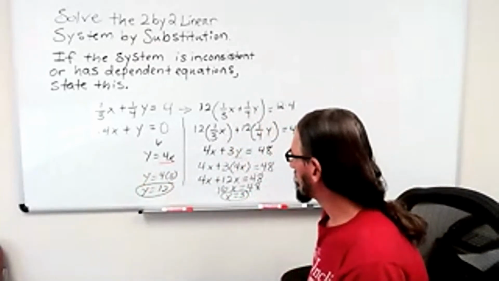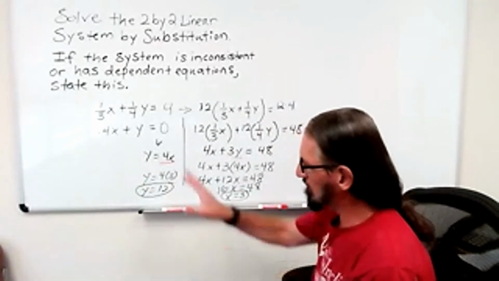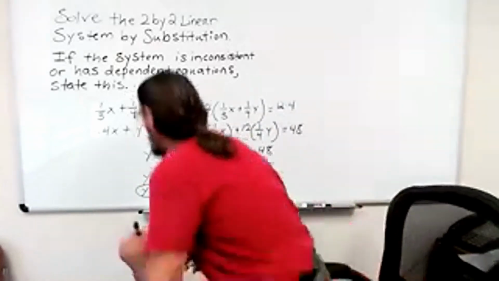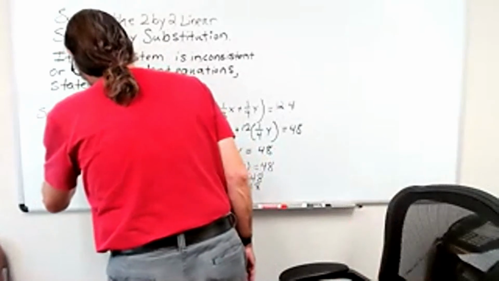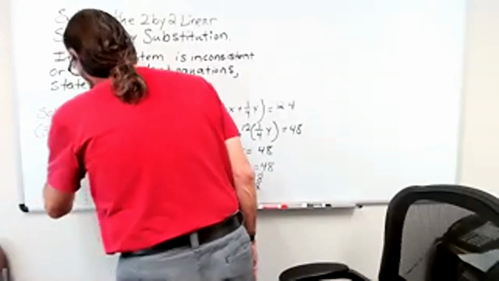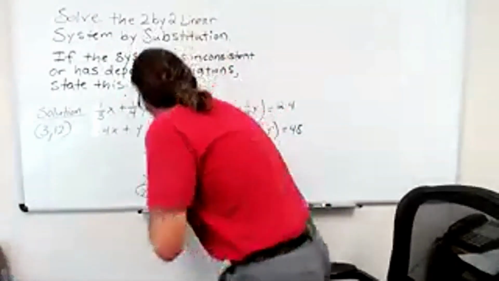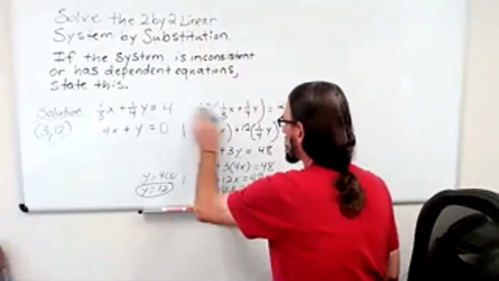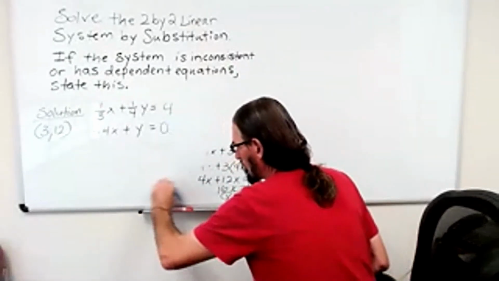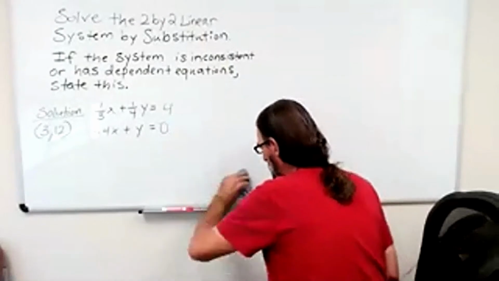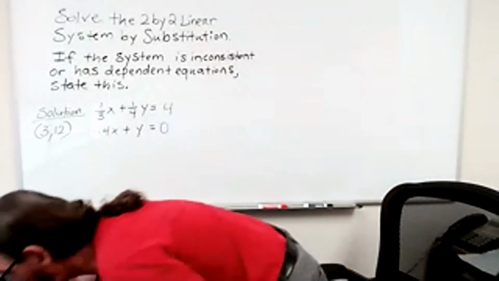I'm going to save the checking for a moment, but we should go back to the original equations. Let me write this down that we found 3, 12 as the solution. Here it is as an ordered pair. And another option, if you don't have as much difficulty working with fractions, then you could have rewritten the second equation right off the bat.